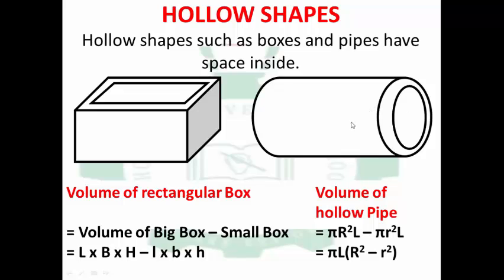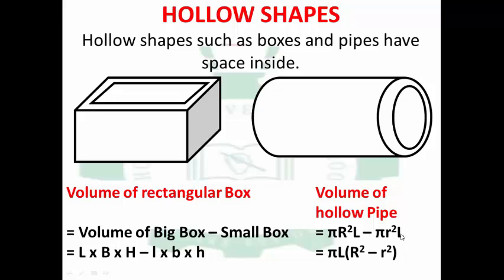So the volume of the rectangular box is equal to the volume of the big box minus the volume of the small box. And that is length times breadth times height. Then we are going to use small letters to represent that of the small box. Then we have the pipe. The volume of this hollow pipe is going to be pi r square L for the external dimension, then minus pi r square L for the inner dimension.